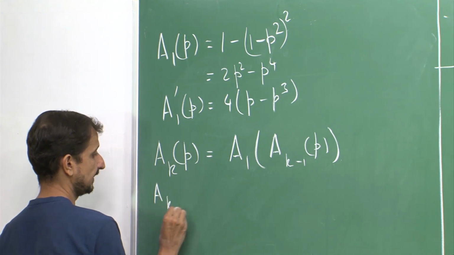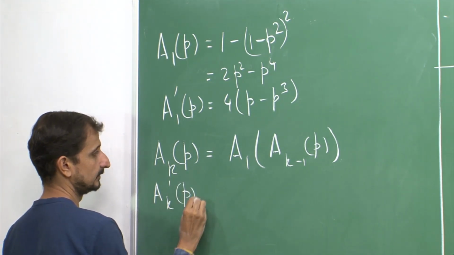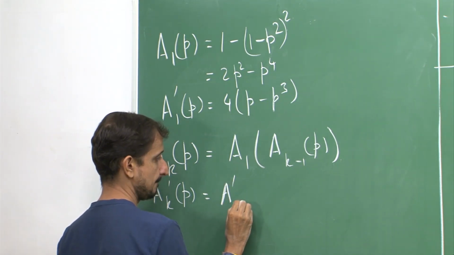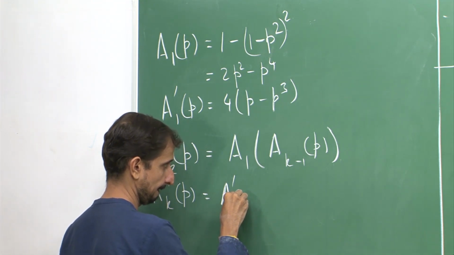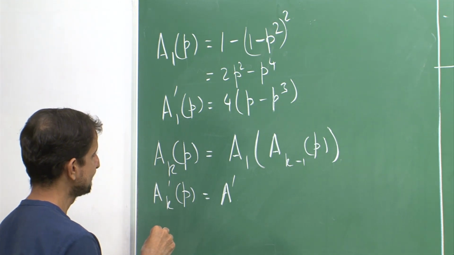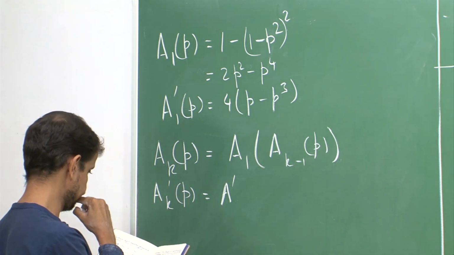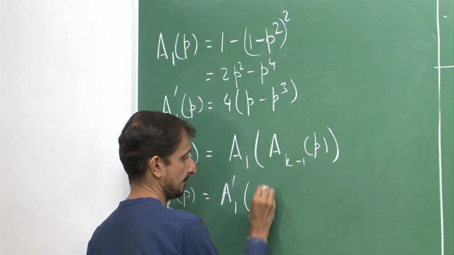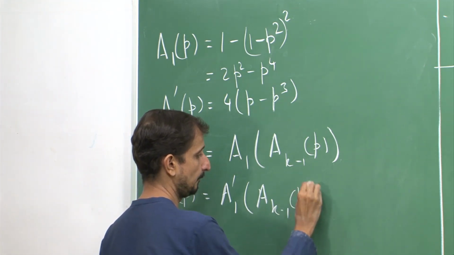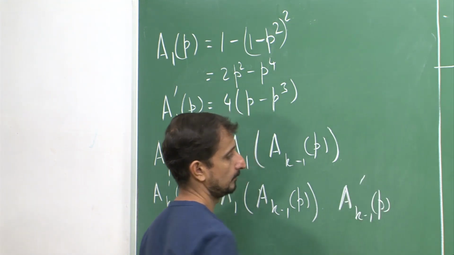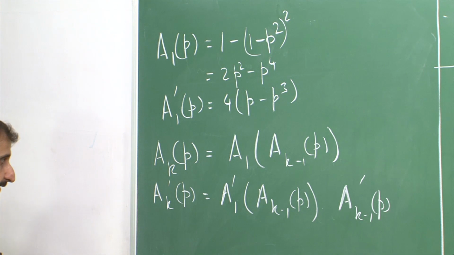So, the derivative of this will be A1 prime of A k minus 1 of p times A prime k minus 1 of p, right. So, this is the derivative.